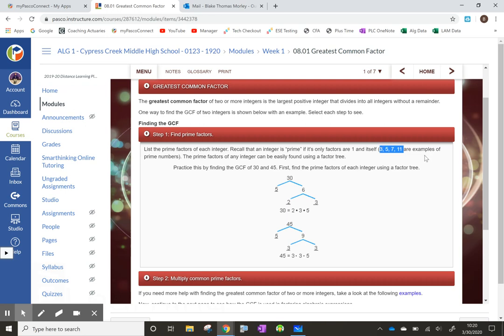They cannot be divided by anything other than itself and 1. That's what makes it prime. Right? The prime factors of any integer can easily be found by using a factor tree. So here you got a couple examples of factor trees. Let me explain exactly how they are working that out.